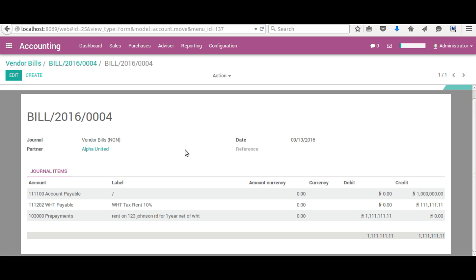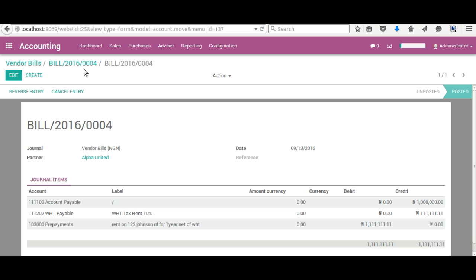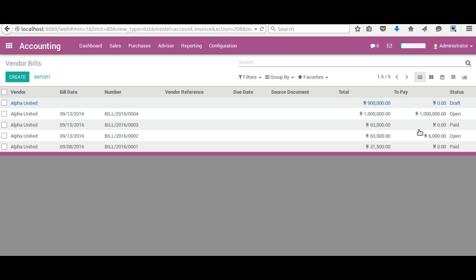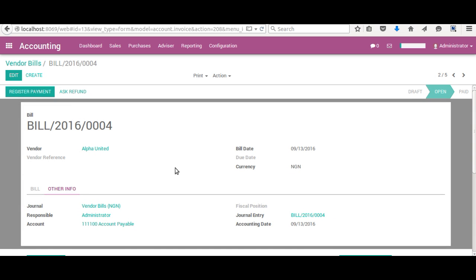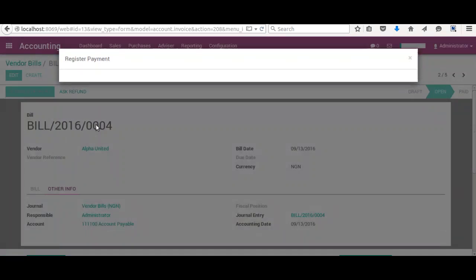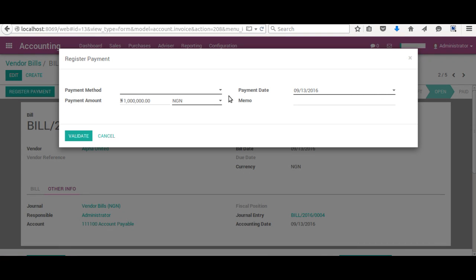Now what I'm going to do next is to try to pay this particular amount. So I'm going to go back to my vendor bills, and it says the 1 million is what is due to be paid. So let's pay that 1 million. We're paying the landlord now. So I'm going to register payment. Okay, and again I will choose Zenith Bank, and I'm paying that entire 1 million. So it's not asking me to keep something open or to reconcile to an account if there is a balance. It's the exact amount that I want to pay. So I say validate.